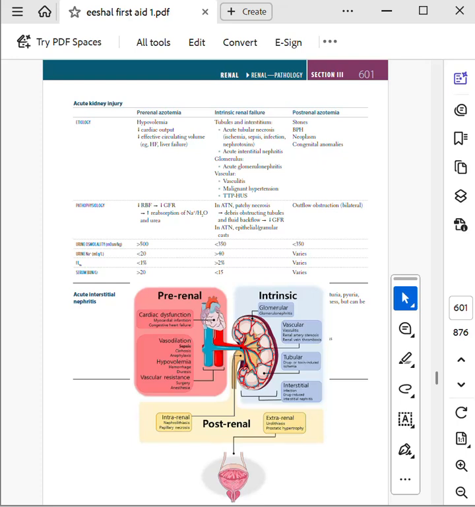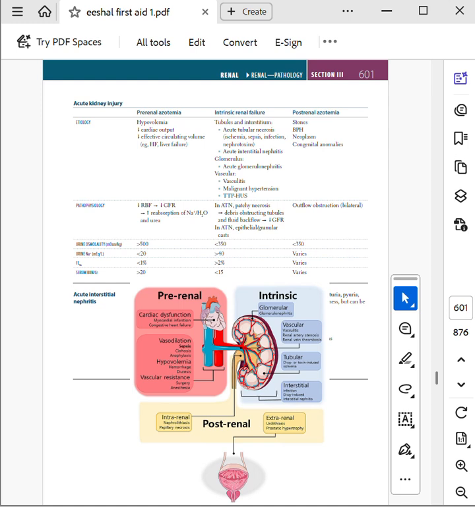Move on to acute kidney injury. In acute kidney injury, we have three basic forms of injury: pre-renal azotemia, intrinsic renal failure, and post-renal azotemia. Azotemia itself, as per its name, means azo means nitrogen and emia means in the blood. So basically, you have nitrogen in the blood.